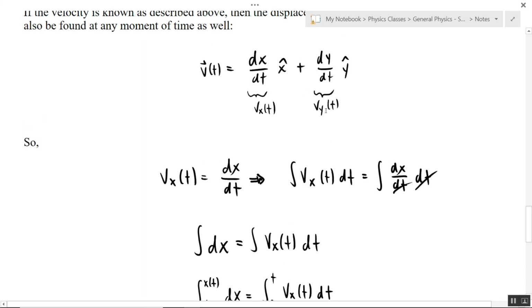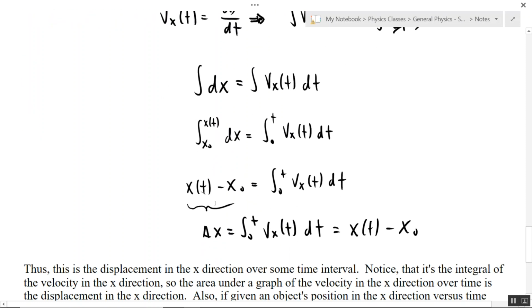So you do the same thing that we did to get from acceleration to velocity. You integrate both sides of this thing here. So Vx is dx/dt. So you integrate both sides. I'm going to skip the details. And you integrate from 0 to t again, just like we did for velocity. And what you get is, x0 is the x coordinate at t equals 0, x of t is the x coordinate at time t, and the difference of those two things is equal to the integral of Vx over time.